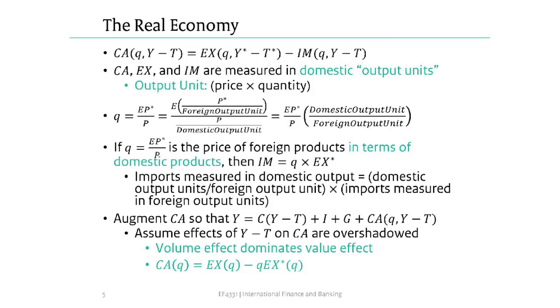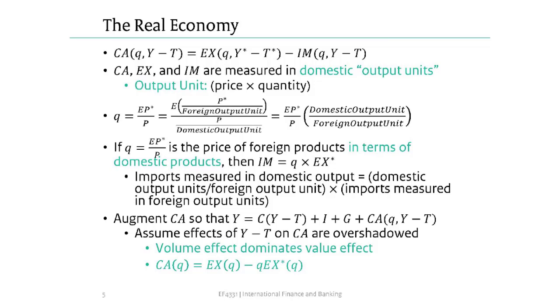So that's number one. Number two is explaining why we can replace IM with Q times EX star. The reason we can do this is because we can interpret Q not just as a price ratio, but also as a way to price foreign output in terms of domestic output. And so Q represents the price of foreign output in terms of domestic output. In this formulation, IM equals Q times EX star is just mathematically true, right? It has to be true.